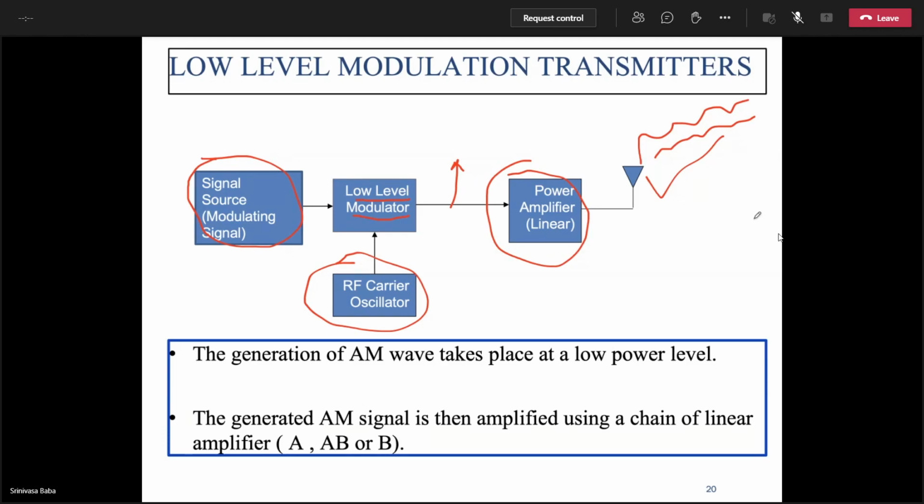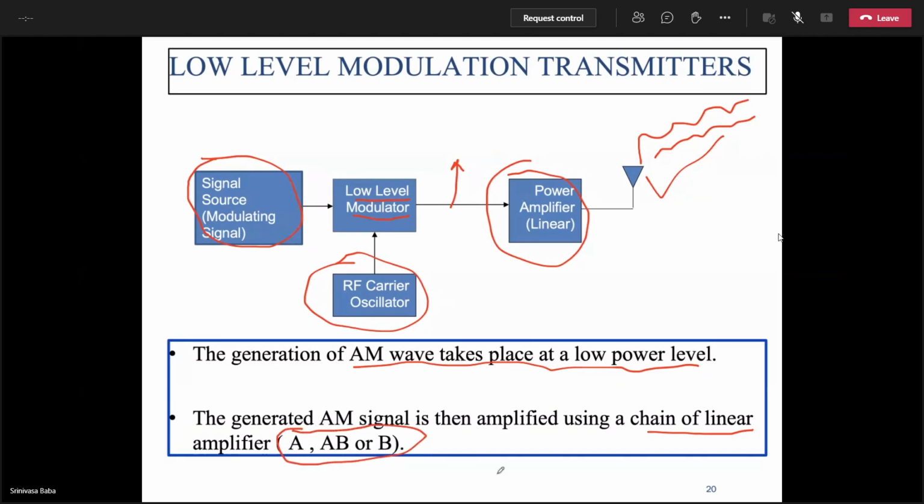So this is your low level modulation. So the AM takes place at low level or low powers only. Low level means low power levels. And then a chain of linear amplifiers is used after modulation. These are the types of amplifiers.